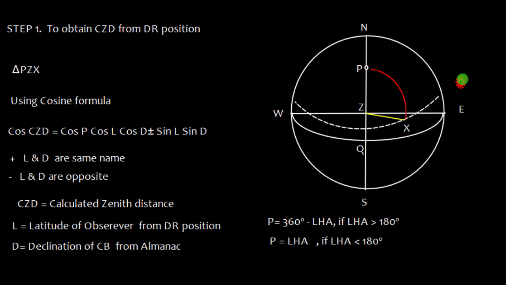So suppose the celestial body is here at X, so we have the triangle PZX. Let me just underline this. This is the triangle PZX. So basically we are talking about the solution of a PZX triangle by using the cosine formula, and this is the formula which says cos of calculated zenith distance is equal to cos P cos L cos D plus or minus sin L sin D. Simple and straightforward formula.